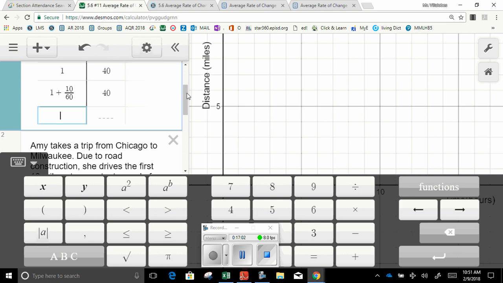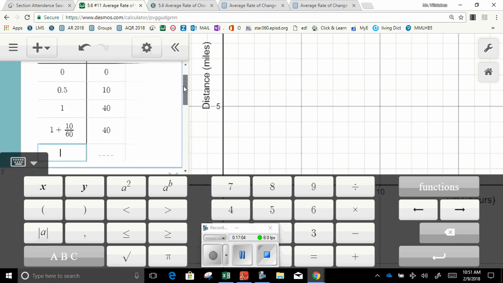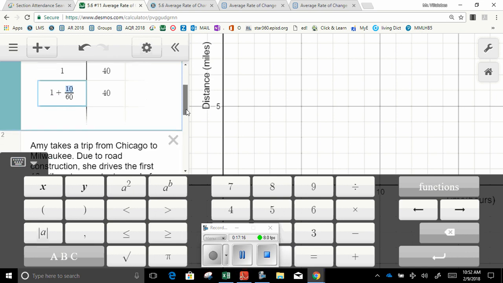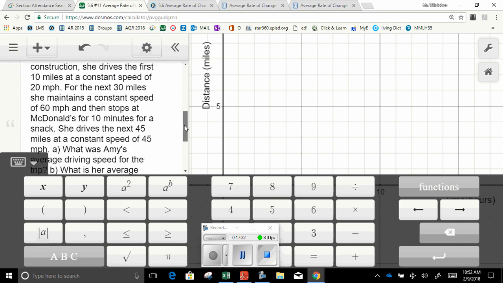Okay, she stayed at McDonald's for 10 minutes. You see the 10 minutes? But this is a fraction of an hour, so 10 out of 60 minutes, added to the 1. Wouldn't it be 1 and 1/6? Yeah, I could reduce it to 1 and 1/6, but I'm going to leave it like that. It's easier to explain.